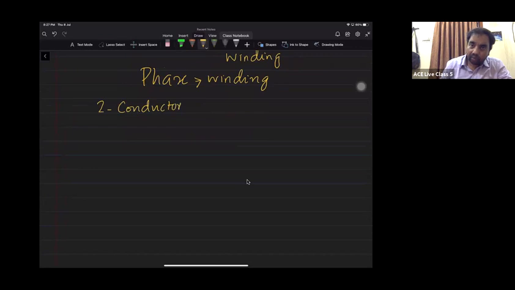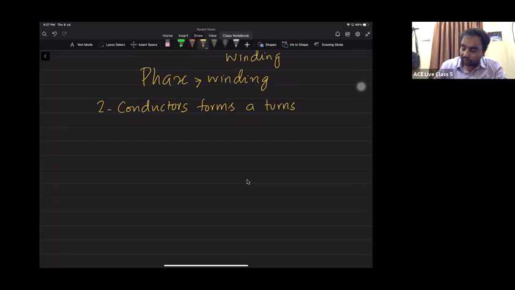See, I'm trying to take you from scratch. Understand that two conductors form a turn. So whenever I'm talking about a turn for a full pitch, the angle between the two conductor sides should be 180. Why? We are adding the voltages. When we are adding the voltages, the angle has to be 180. Why? Because they should be under opposite poles.